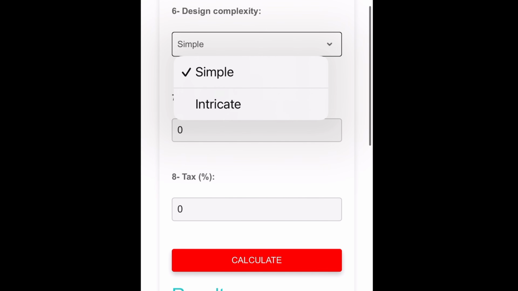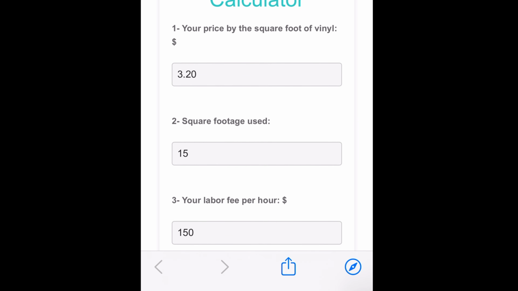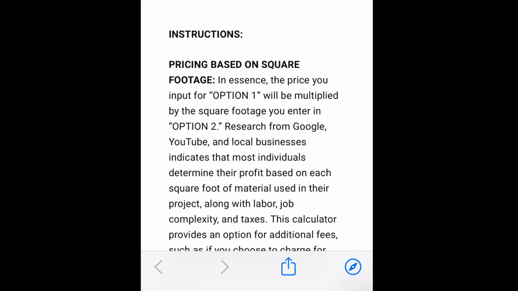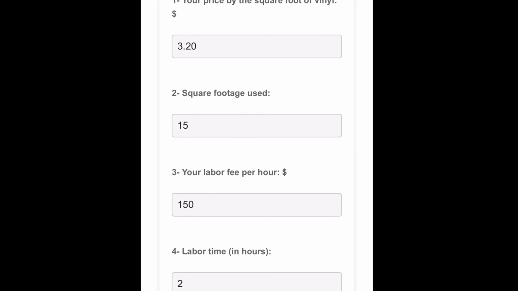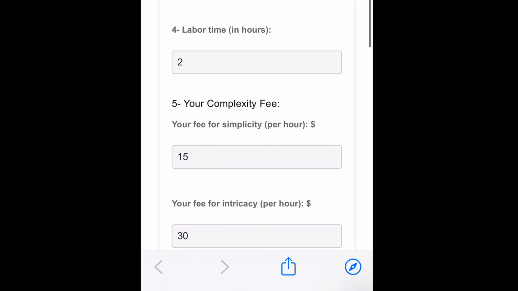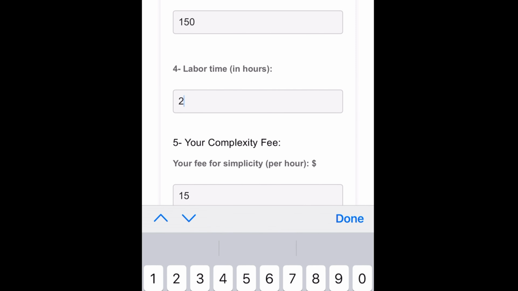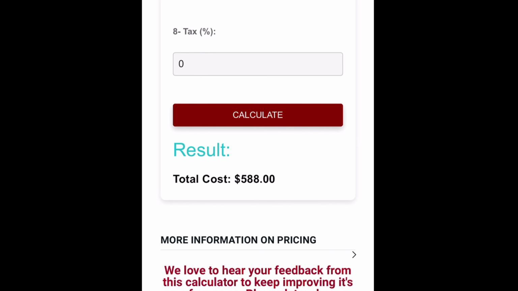Now let's say that this project is going to be a little difficult, and in the instructions above you can read what we consider difficult and what we consider simple. So I invite you guys to read the instructions there. But one thing we are forgetting: intricate means something that's gonna delay the project. So the labor time is gonna go up from 2 hours. It can go up to 1 more hour. So let's put 3 hours now. Let's calculate, and it makes a difference.